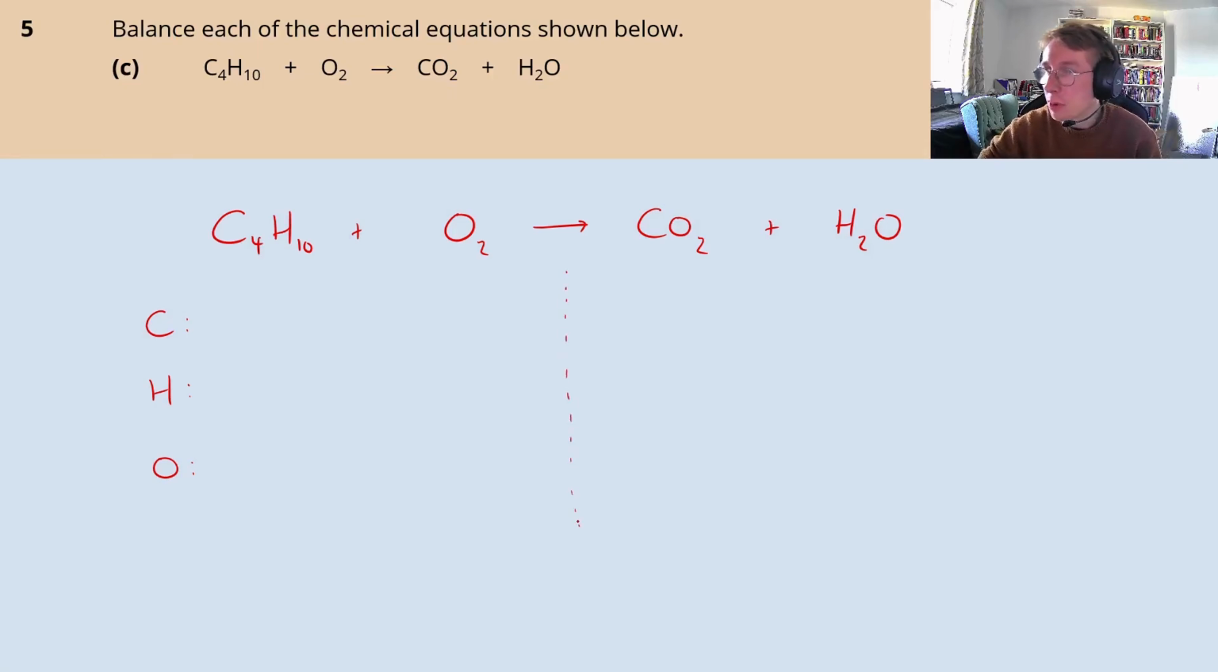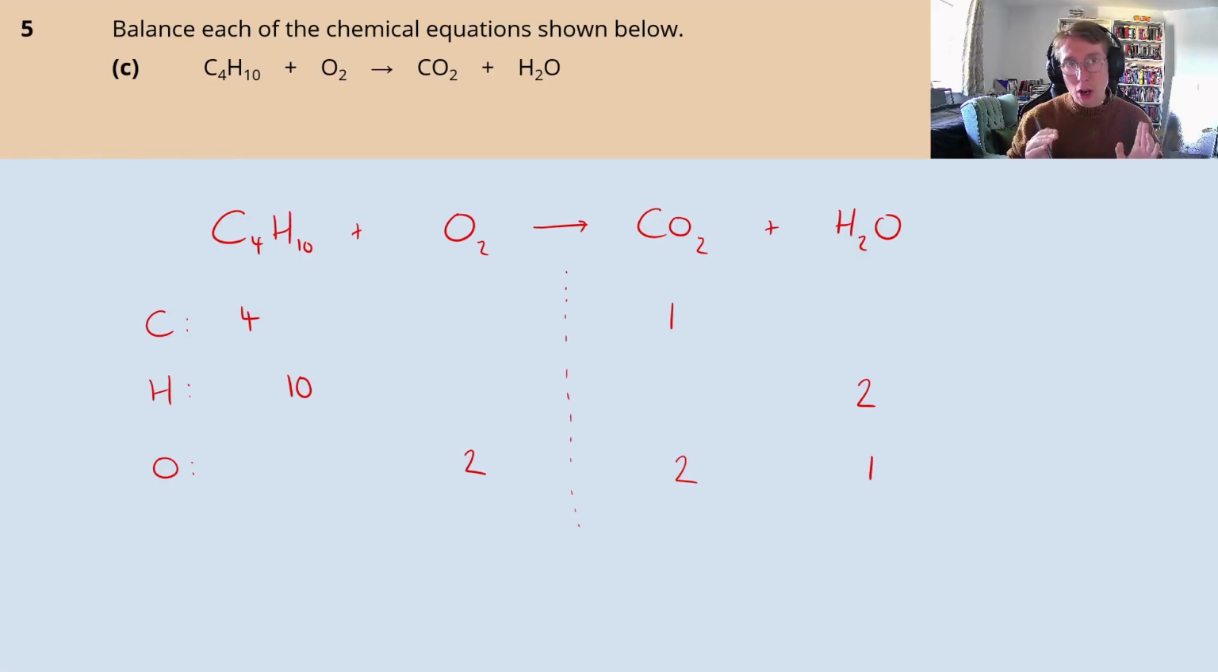Let's do our carbons first. So we've got 4 carbon atoms on the left-hand side. We've got 1 on the right-hand side. So we're going to need to do something about that. We've got 10 hydrogen atoms on the left-hand side. We've got 2 on the right. We're going to need to do something about that as well. Oxygens, we've got 2 on the left, and then we've got 2 compounds, as we said earlier, that contain oxygen on the right-hand side. This one contains 2, this one contains 1, so we've got 3 in total. So all of our elements are unbalanced. That's not very good. So let's go through this in the order that I suggested.